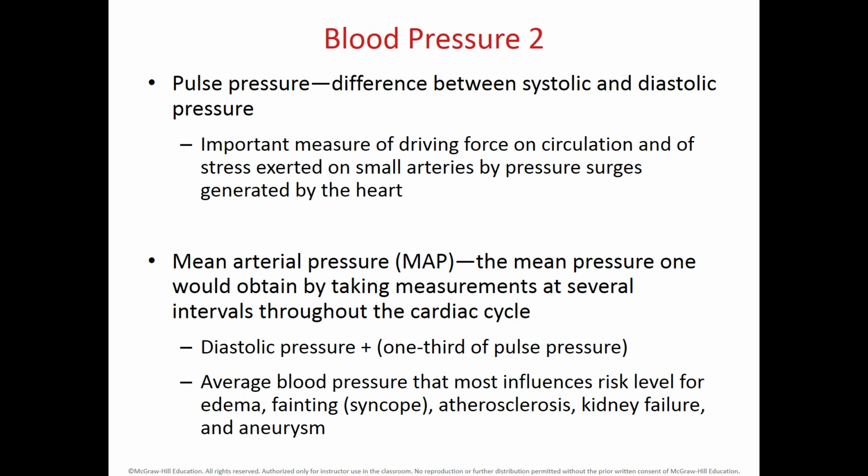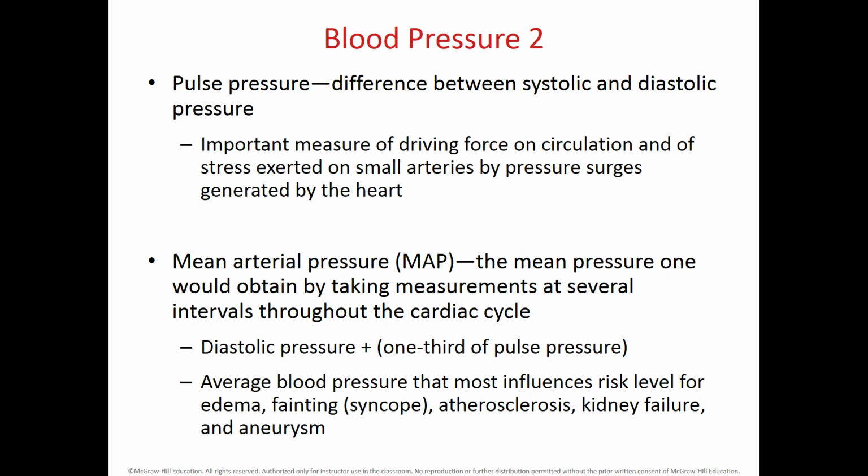Now, the difference between systolic and diastolic pressure, the difference between 120 over 80, is known as pulse pressure. And this helps to measure the driving force of circulation, and this can vary. Since the pulse pressure can vary throughout the day, you can calculate what we call the mean arterial pressure, which will be the average pressure that one can obtain by taking measurements of the blood pressure during several intervals of time throughout the day.